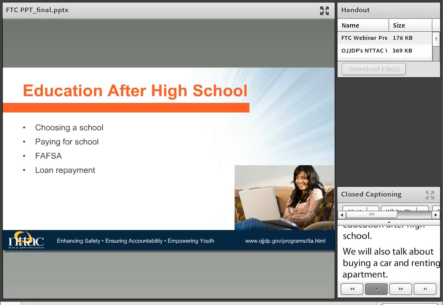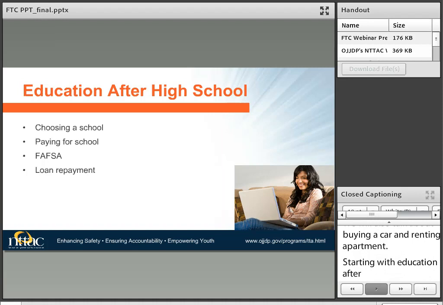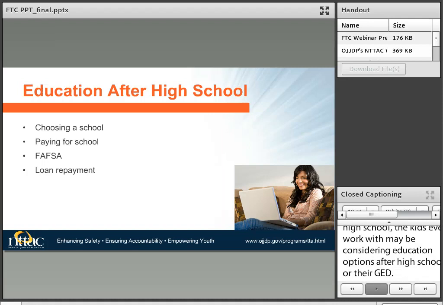So the kids you work with may be considering educational options after high school or their GED. And as they approach this decision, it's important to view this not only as a career or academic decision, but also a consumer decision. Just like you shop for a car or TV, you want to do research and comparative shopping for school. There are some key differences between public and private, nonprofit and for-profit colleges and universities.